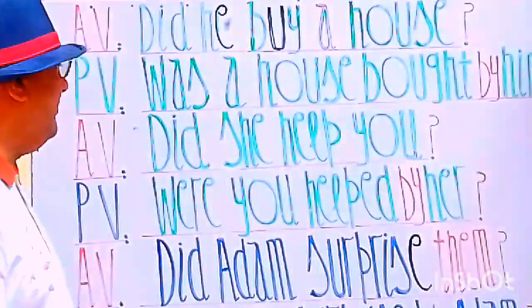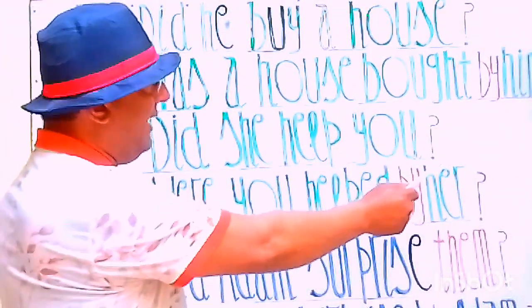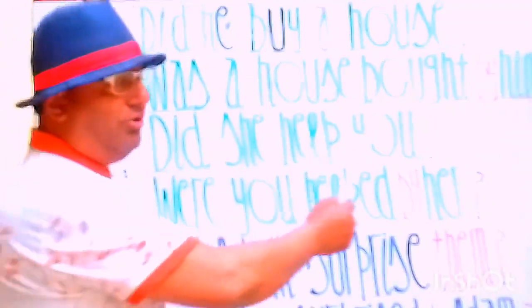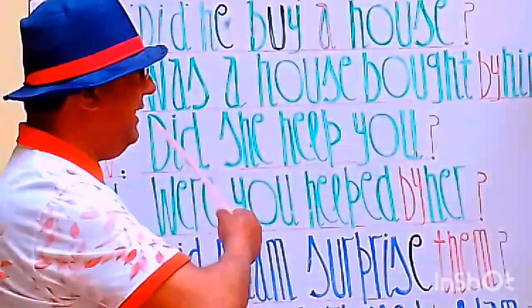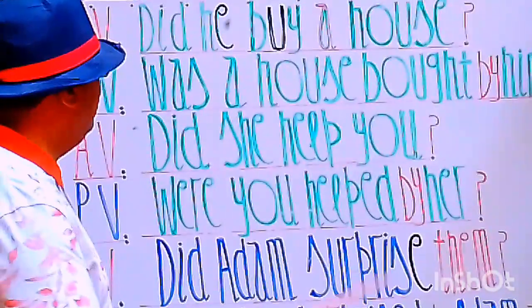You see, my students, the passive statement is, was a house bought by him? Was a house bought by him? You see, my students, there are certain changes.